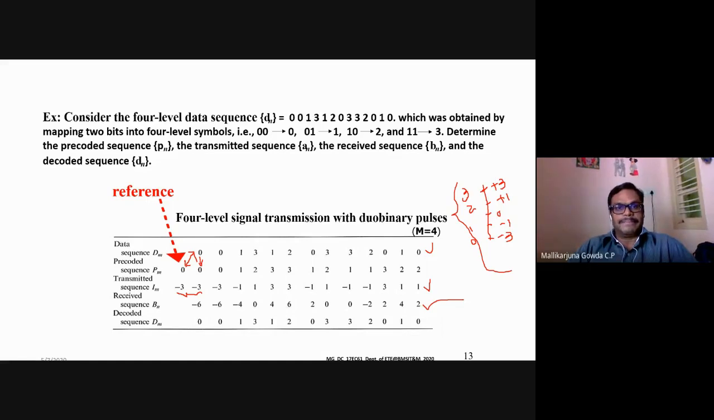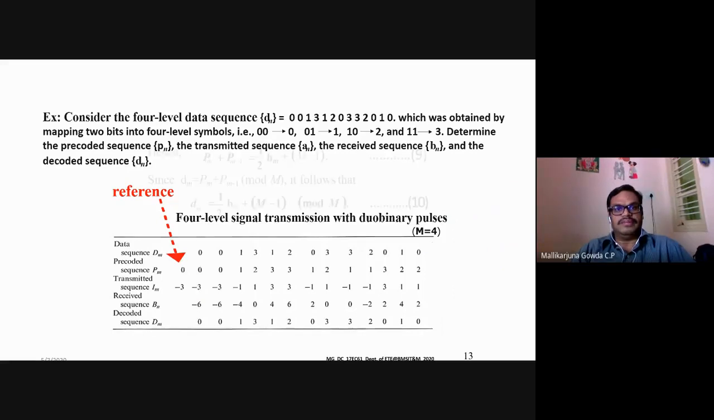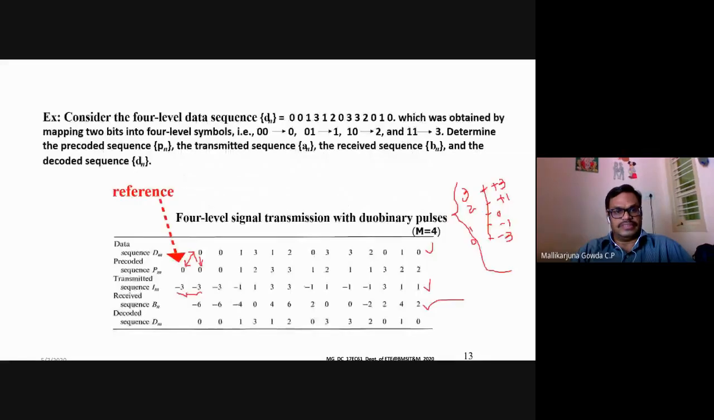You have to work that out. Once I know those things, I will be able to decode the sequence depending upon the magnitude of this. That formula is there. What is that formula? dm is equal to 1 by 2 of bm plus m minus 1. That is a modulo operation we do. Based on that, I write the decoded sequence, and this decoded sequence and the input data sequence should be the same.